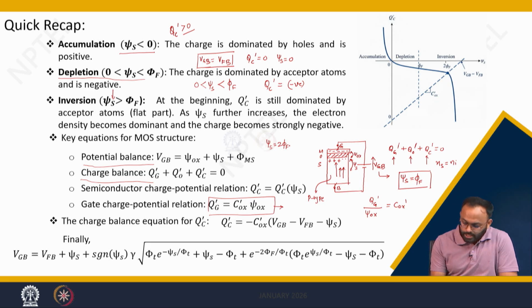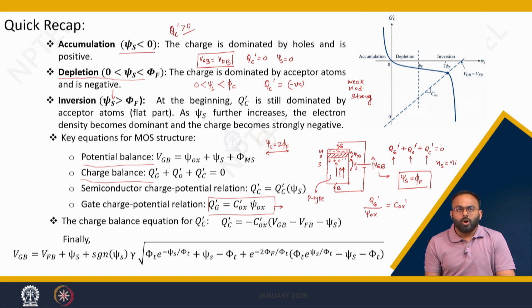Further, we classified that inversion can be subdivided into three regions: one is weak inversion, one is moderate inversion, and one is strong inversion, based on the relation between psi s and VGB or Qi dash and VGB, where Qi dash is the inversion charge. After solving all these equations, we came across some fruitful outcome which relates the channel charge with respect to surface potential, or the surface potential with respect to the applied gate to body voltage.